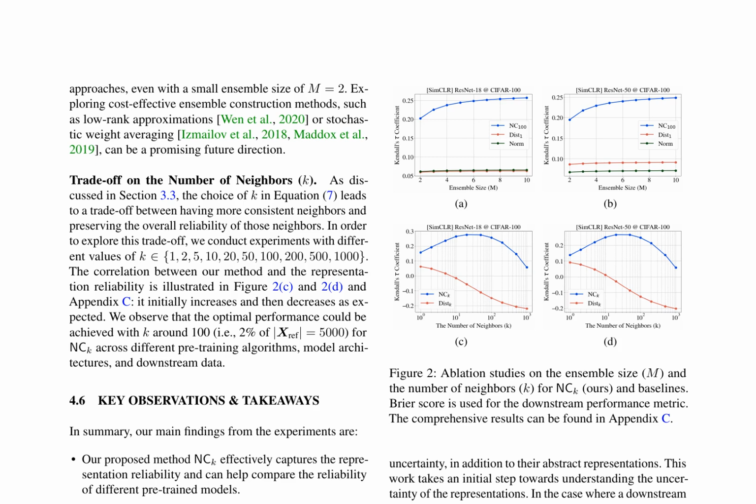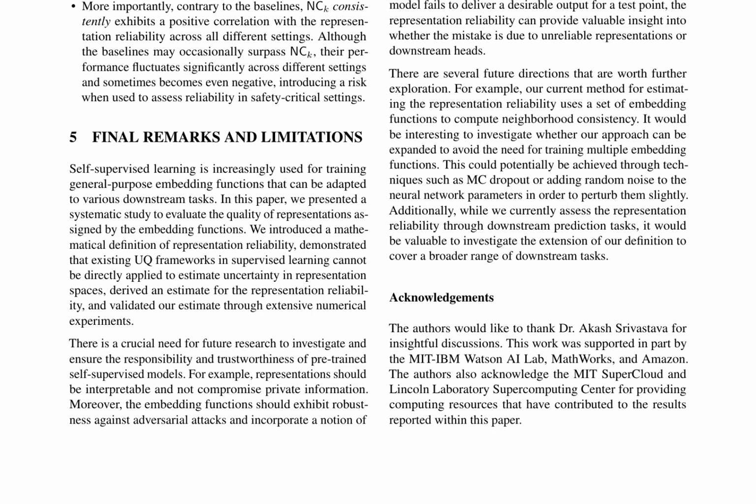The research paper discusses the importance of representation reliability in self-supervised learning. It introduces a mathematical definition of representation reliability and proposes a method, NCK, to estimate this reliability. The method involves using a set of embedding functions to compute neighborhood consistency. The authors conduct extensive experiments, varying the ensemble size and the number of neighbors, to evaluate the performance of NCK.